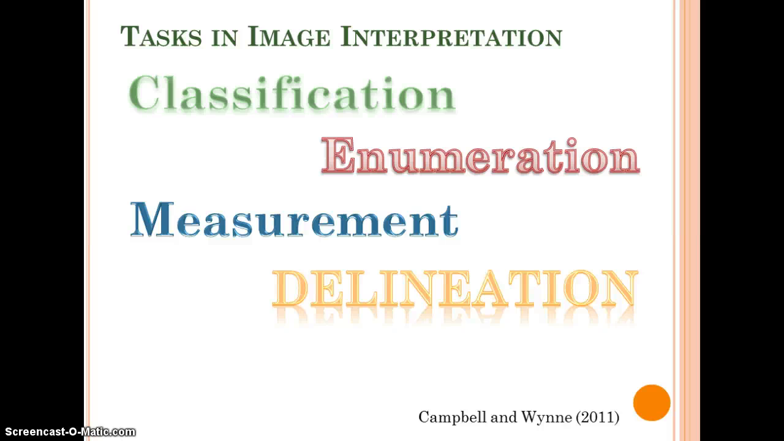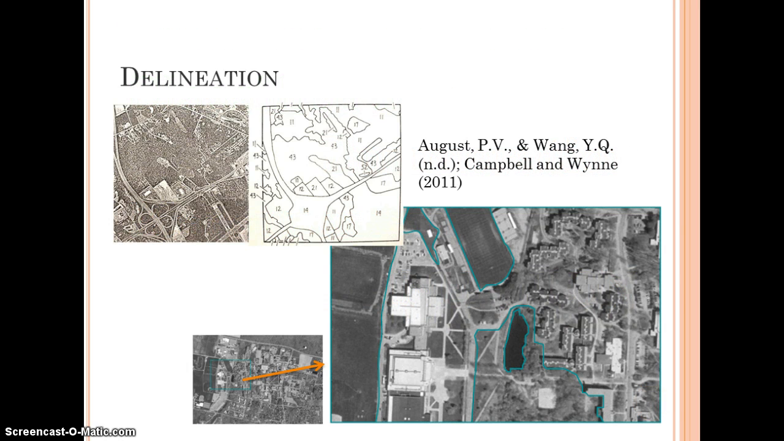In image interpretation, enumeration is the counting of discrete items, and measurement is finding a number that describes the size or amount of something. Delineation is where the analyst draws outlines of regions or objects. In the past, much of delineation of remotely sensed imagery was done by hand. Today, some computer-driven digitization is possible, though it is still common to hand digitize using aerial imagery as a base layer.